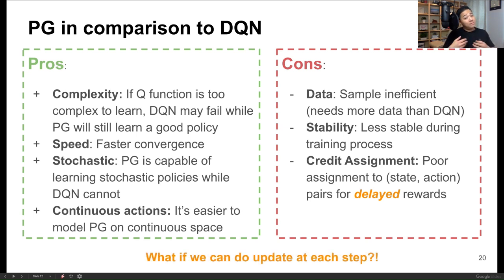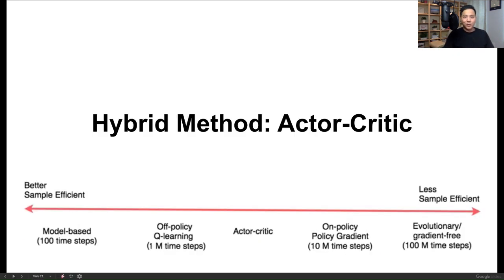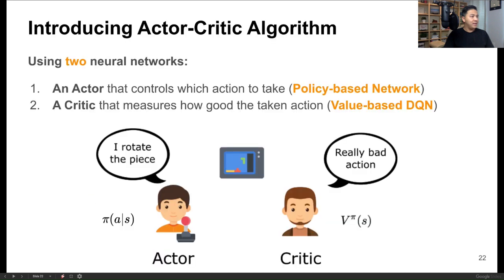So, can we do better than that? Can we update at each step instead of delaying until the end, right? And the answer is yes. And that gives rise to the hybrid method called actor-critic algorithms. Okay, so what are actor-critic algorithms? You're going to use two neural networks, an actor and a critic.